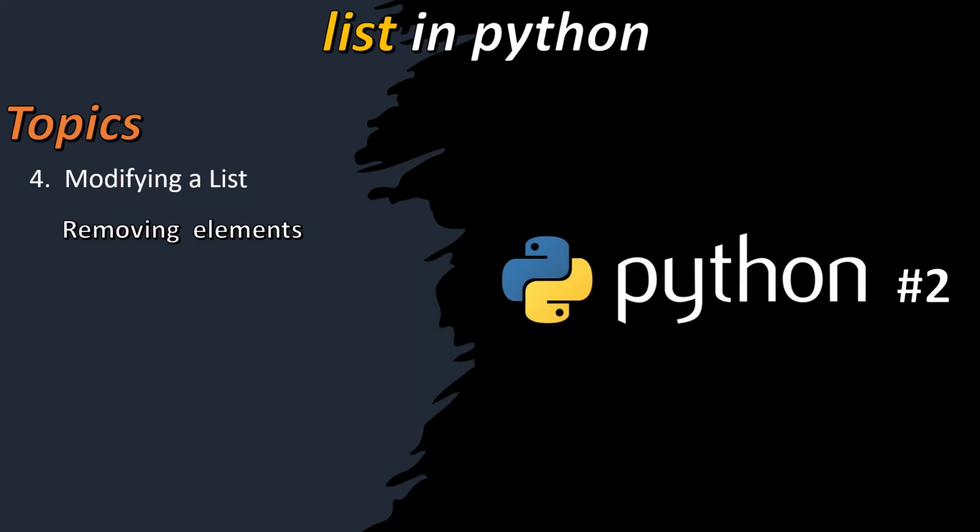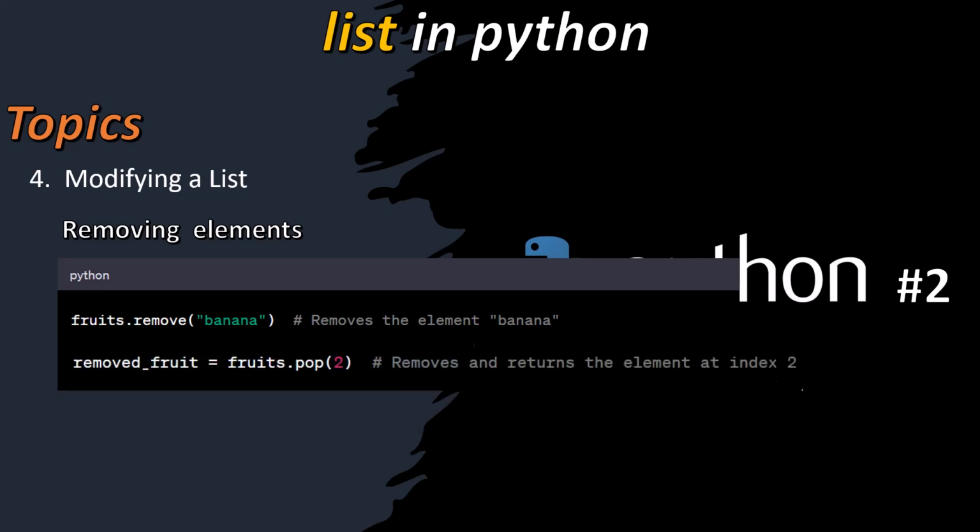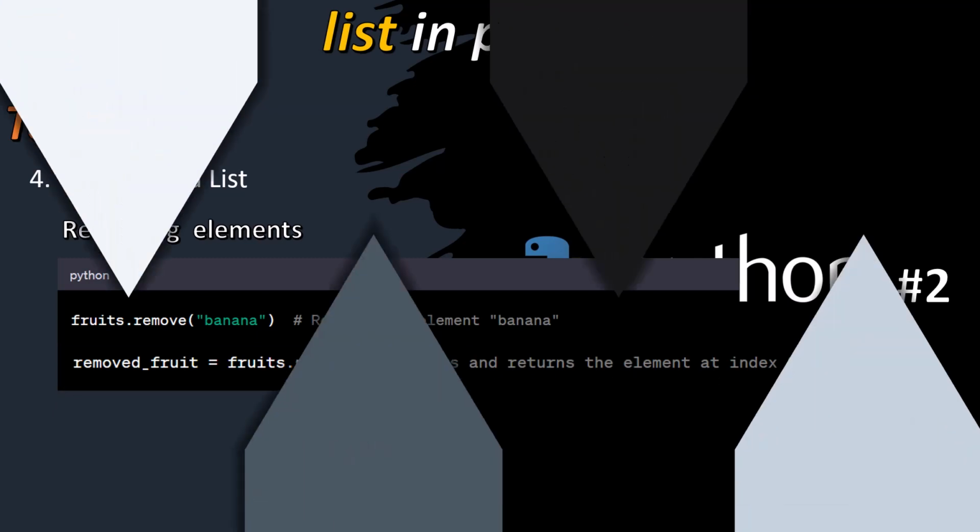Removing elements. To remove an element by its value, you can use the remove method. For example, fruits.remove("banana") removes the element banana. To remove an element at a specific index, you can use the pop method. For example, removed_fruit equals fruits.pop(2) removes and returns the element at index 2.